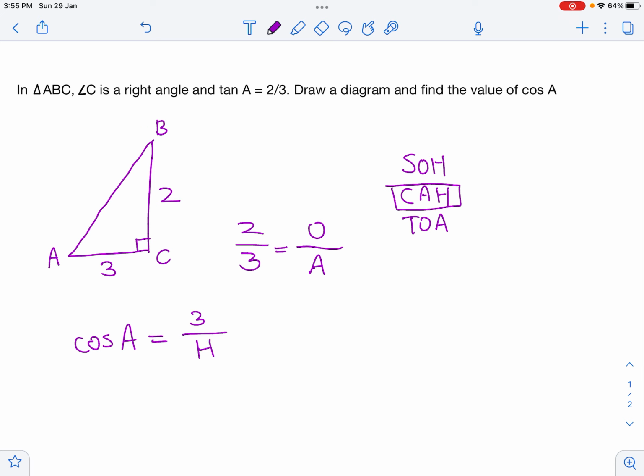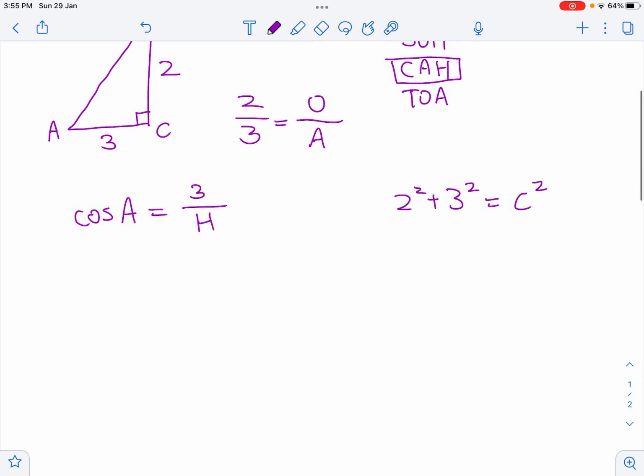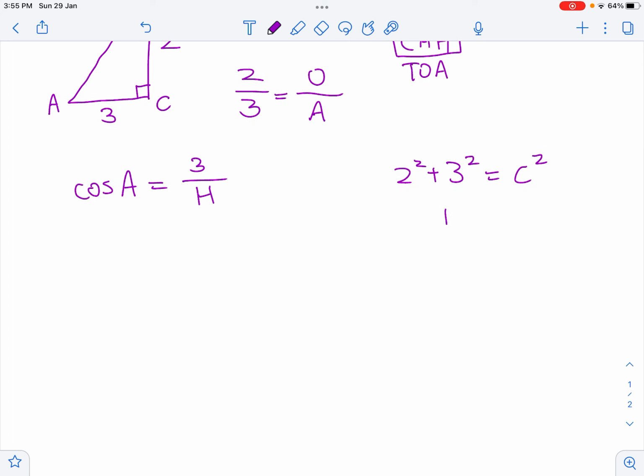So what we can do is remember the Pythagorean theorem. In order to find the hypotenuse, we do 2 squared plus 3 squared equals c squared. So remember the formula for that was a squared plus b squared equals c squared. And now we just apply that here and solve for c. So I can use my calculator. 2 squared plus 3 squared is equal to 13. 13 equals c squared.